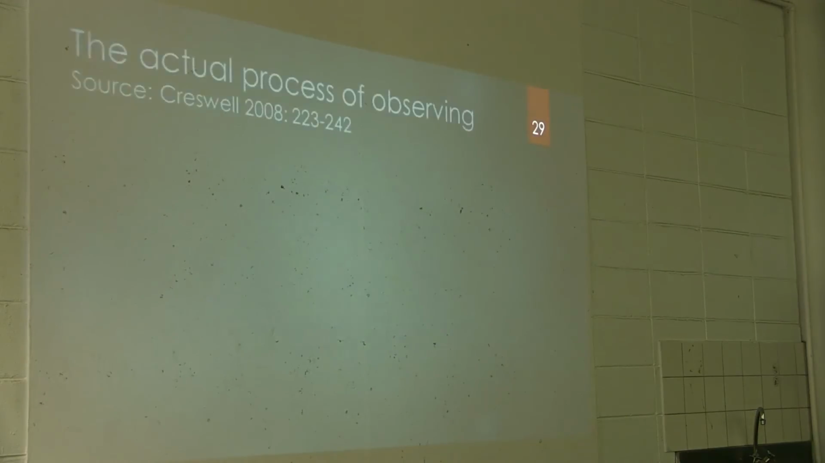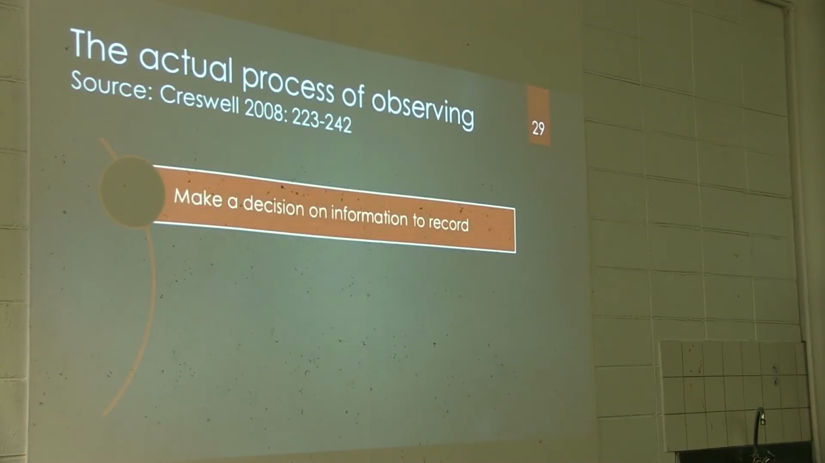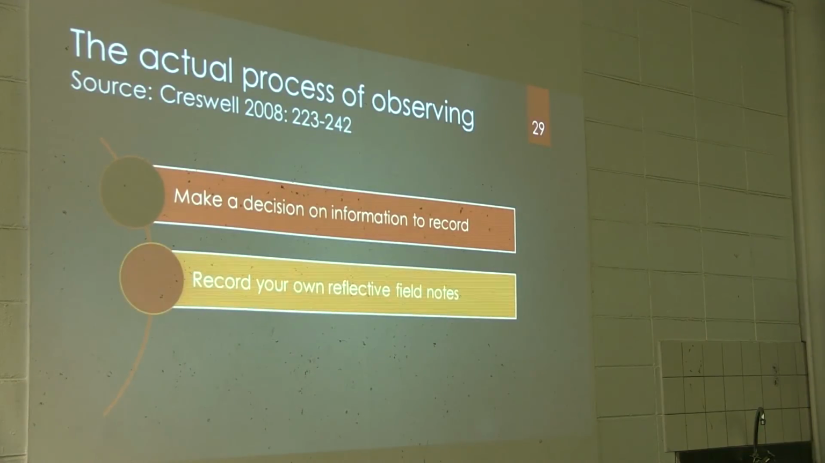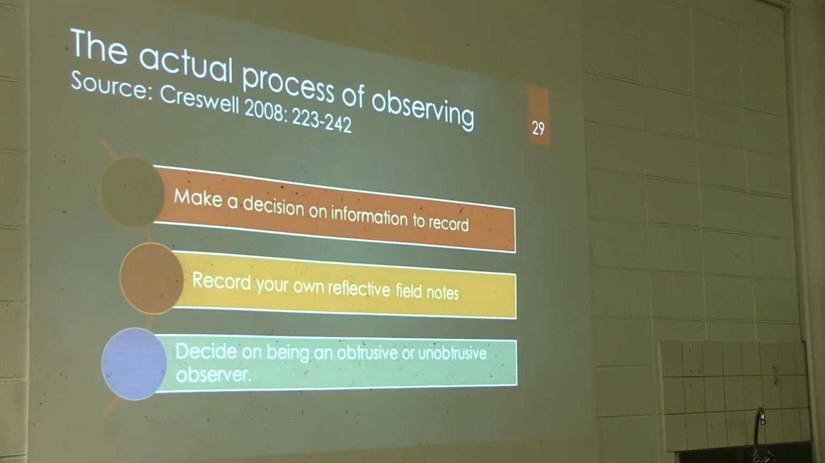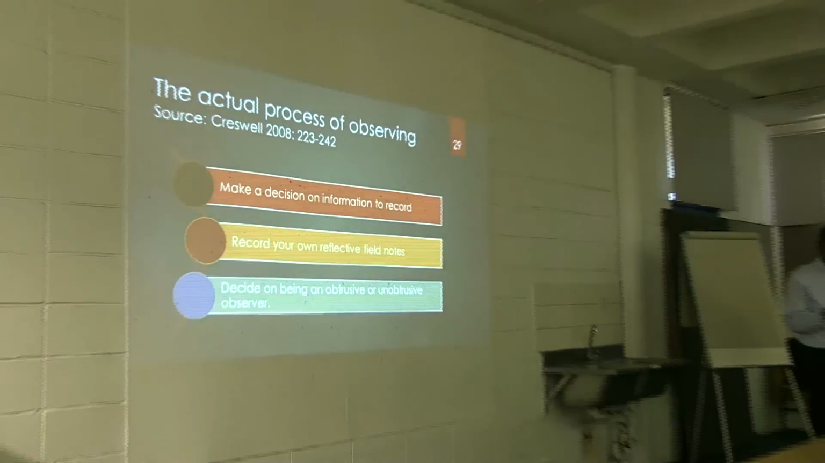Okay? Yeah, we're almost there, colleagues. The actual process again. Make a decision on information to be recorded. You must record your own reflective field notes. Decide on being an obtrusive or unobtrusive observer. Unobtrusive, you go in there, you don't disturb the setting. People continue to do what they are doing. Okay?